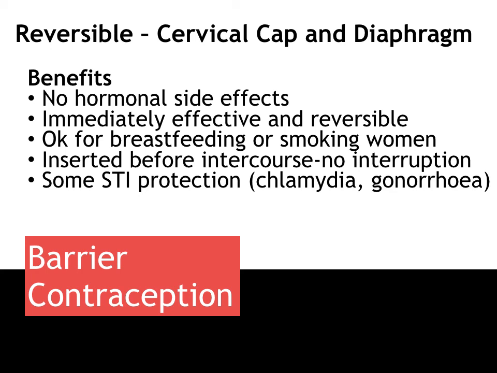For the cervical cap and diaphragm, we're talking about some of these reversible barrier methods. Benefits: there are no hormonal side effects because we're not using hormones. It's immediately effective and very easily reversible. It's okay for breastfeeding and smoking women because, again, there are no hormones. It's inserted before intercourse, so there's no interruption of sexual intimacy. And there is some STI protection, some protection against chlamydia and gonorrhea. But of course, there isn't full protection on all STIs because there is still exposure to genital tissue, so you can definitely still be at increased risk of a lot of STIs.